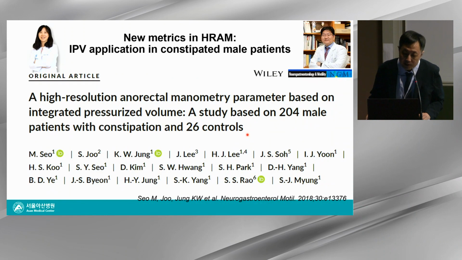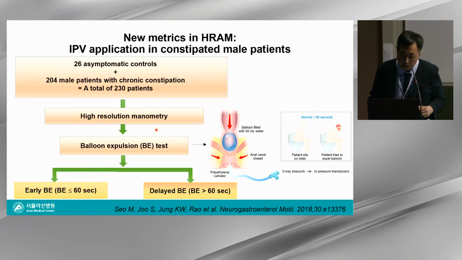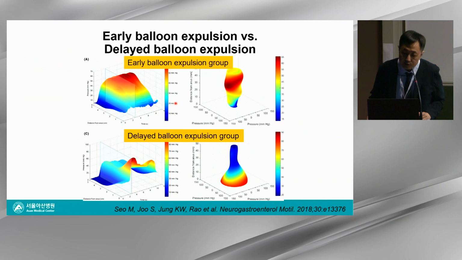Therefore, we aimed to investigate the usefulness of a new parameter in constipated patients. We enrolled 200 male patients with chronic constipation and 20 asymptomatic healthy controls. They were categorized into early and delayed balloon expulsion groups. This slide shows you the representative images of early and delayed balloon expulsion using MATLAB.